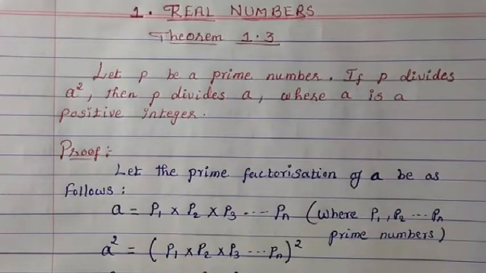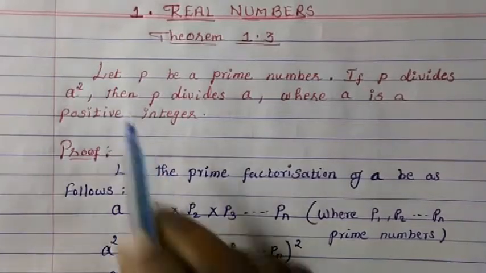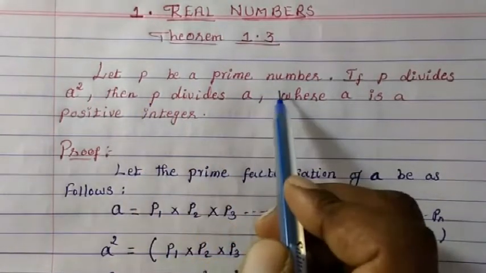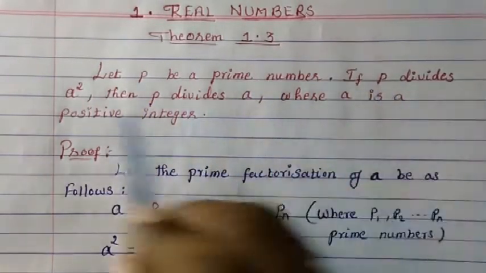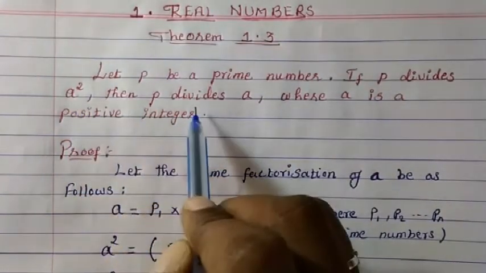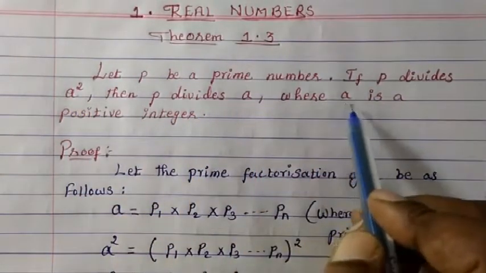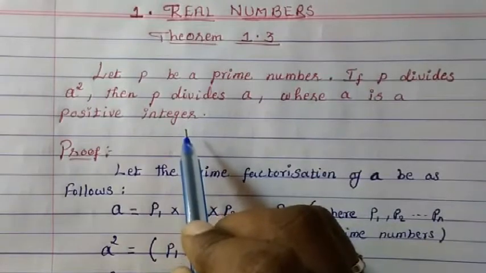Welcome to 10th Maths NCERT Chapter 1 Real Numbers. Today we will study Theorem 1.3. Theorem 1.3 says, let P be a prime number. If P divides A square, then P divides A, where A is a positive integer.